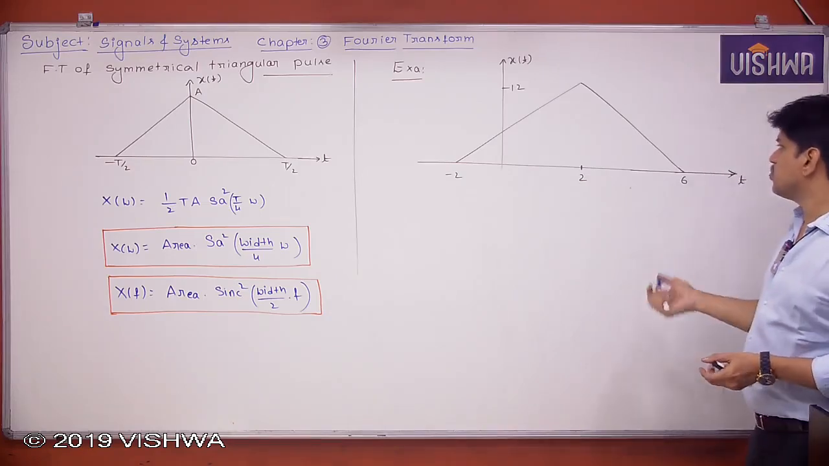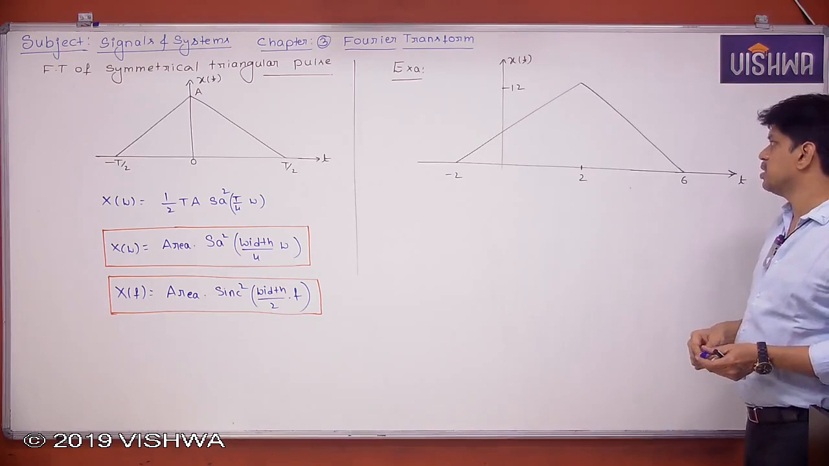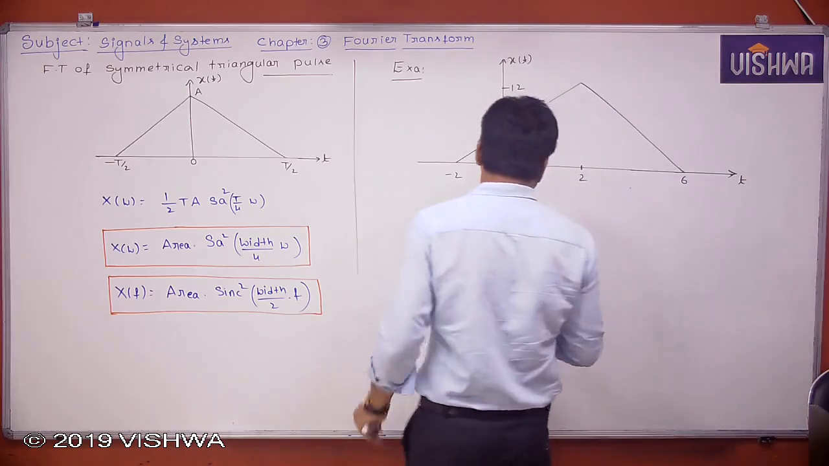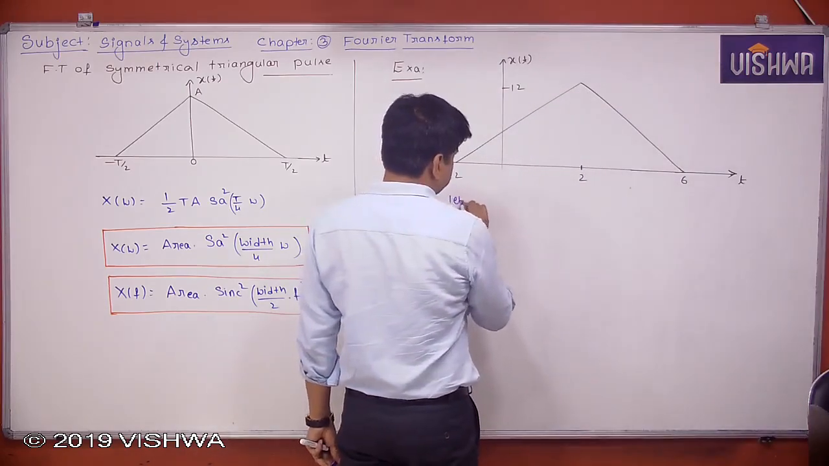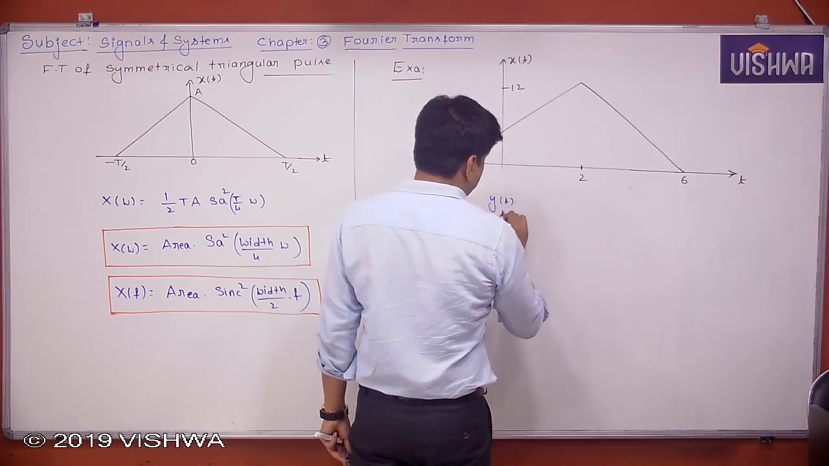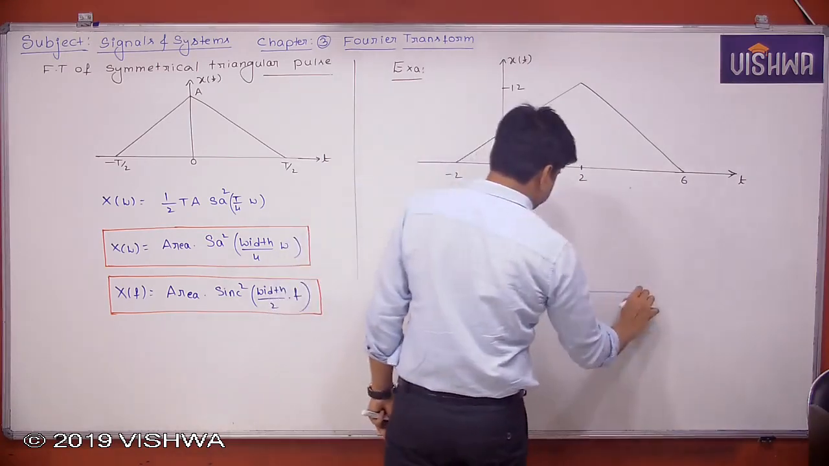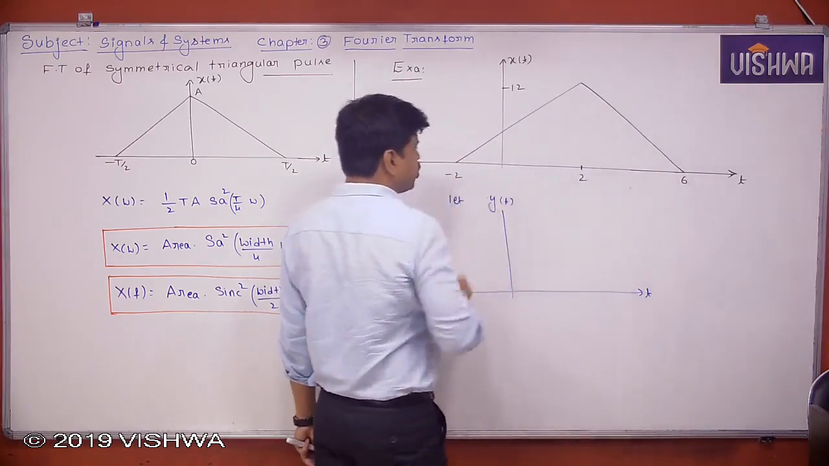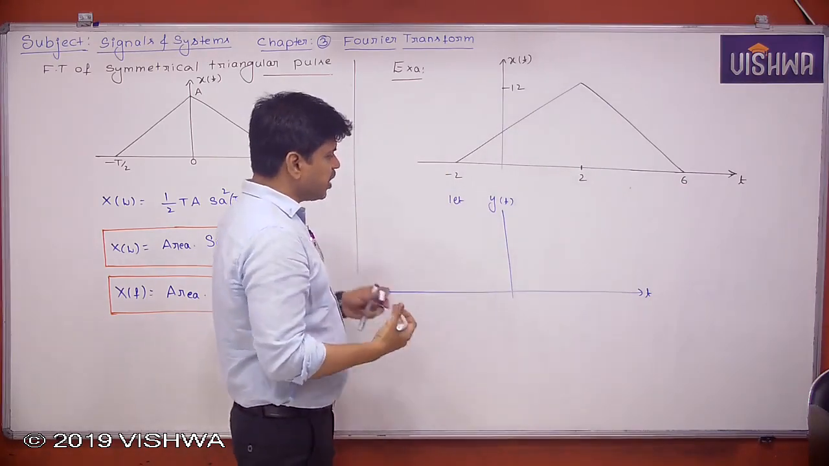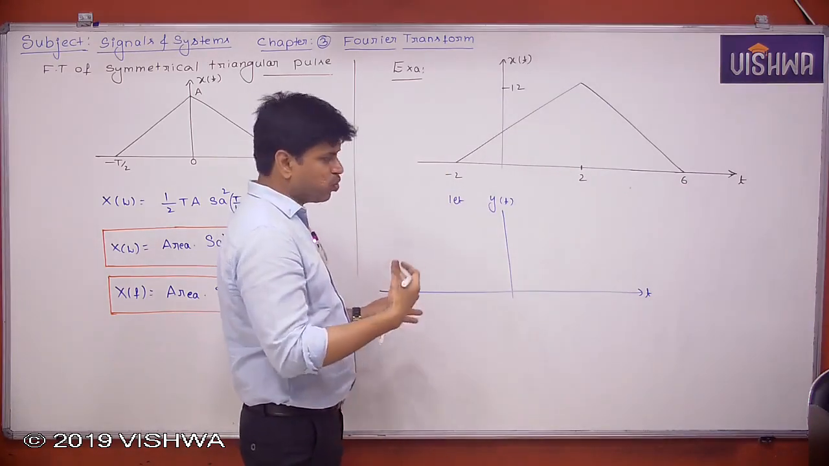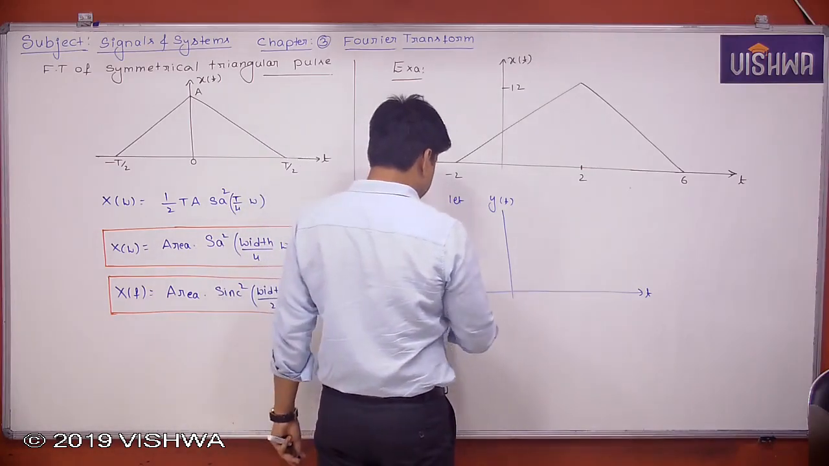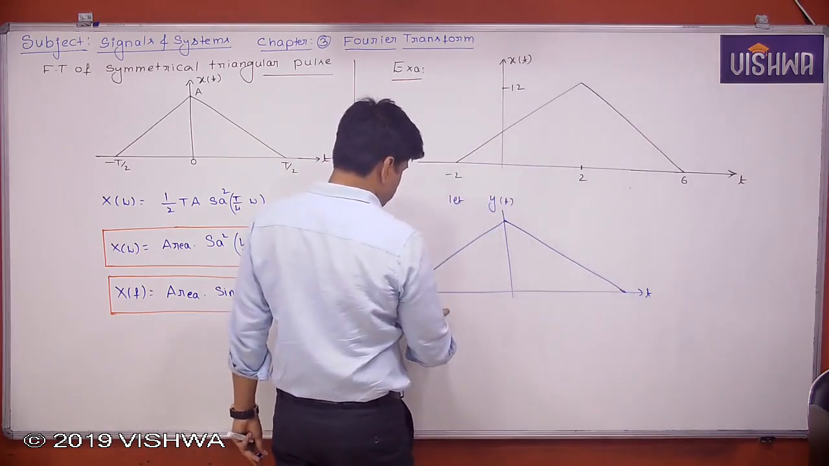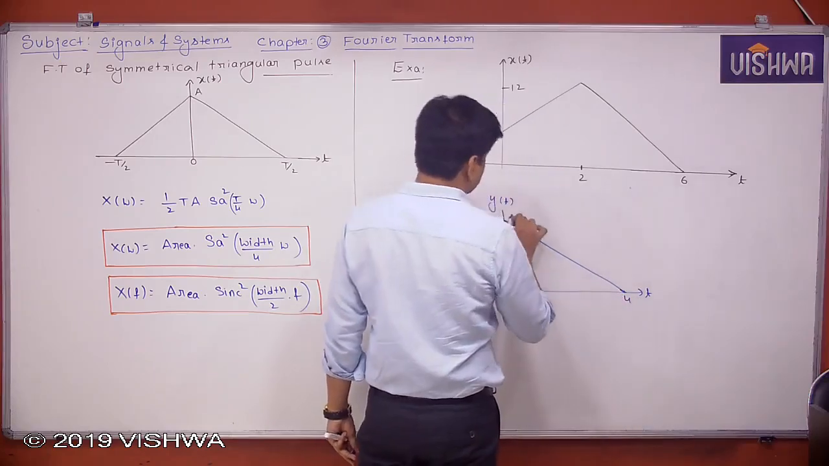Okay. For this function, we have to calculate X of omega. Again, if you observe carefully, it is not a symmetrically located one. What if I take the signal Y of t, which is a symmetrically located triangular pulse? If you observe carefully, from -2 to 6 we are having 8 units. So if it is 8 seconds and has to be symmetrically located, then it has to start from -4 to +4. So let's say it is starting from -4 to +4, with height 12.